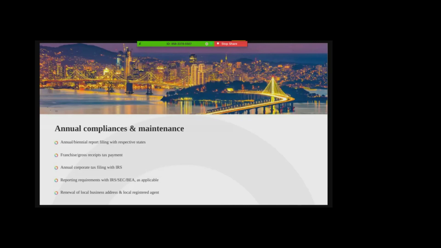And of course, the most important thing is, you should never lose sight of having a local business address and a local registered agent. These two are the minimum compliance required for every state.